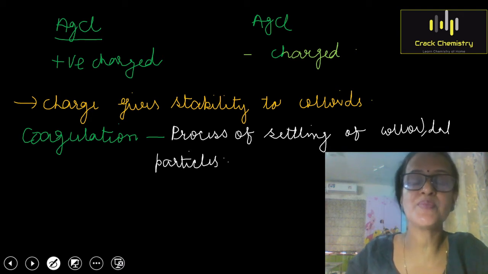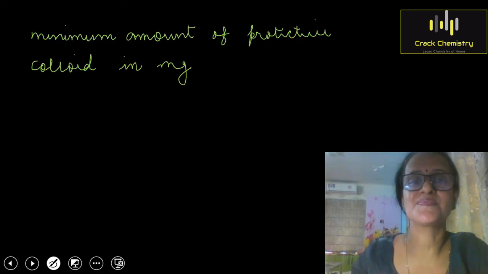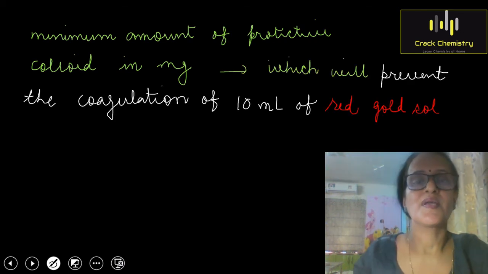Now I am coming to my point, that is gold number. Gold number is used to express the protecting power of protective colloids. So what is gold number? Gold number is the minimum amount of protective colloid in milligrams which will prevent the coagulation of 10 ml of red gold sol by addition of 1 ml of 10% NaCl to it.